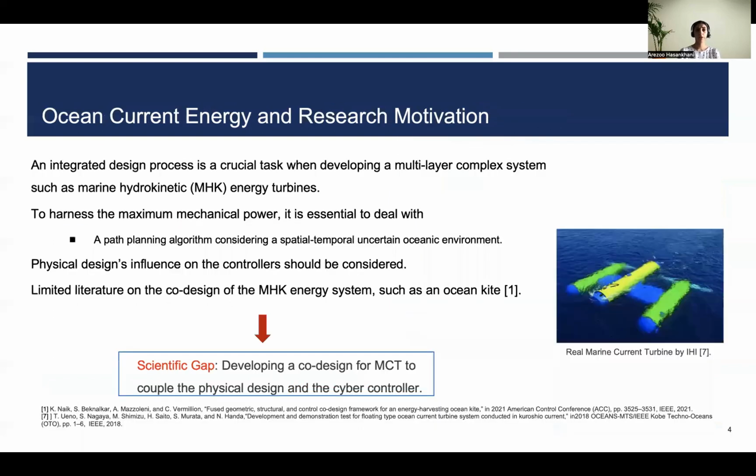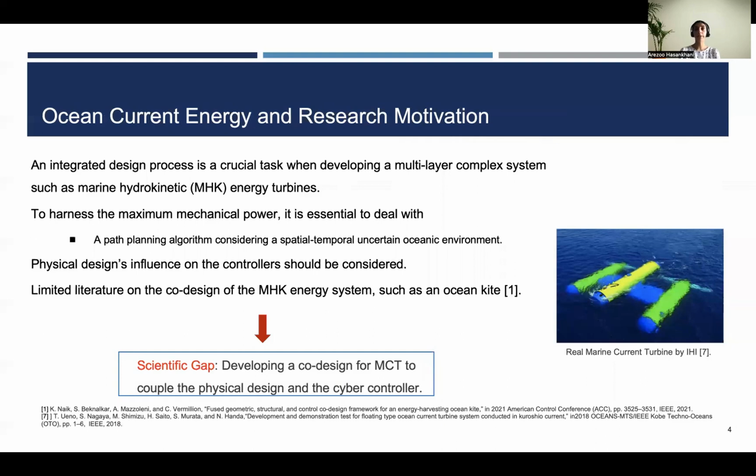Specifically for ocean current energy, we need an integrated design process, which is necessary for a multi-layer complex system such as marine hydrokinetic energy turbines. To harness the maximum power from this system, we need a path planning algorithm to navigate the system through the water column and also consider the spatial temporal uncertainties in the oceanic environment.